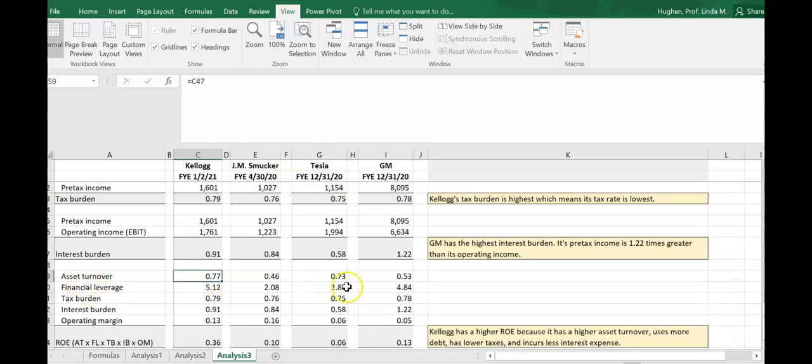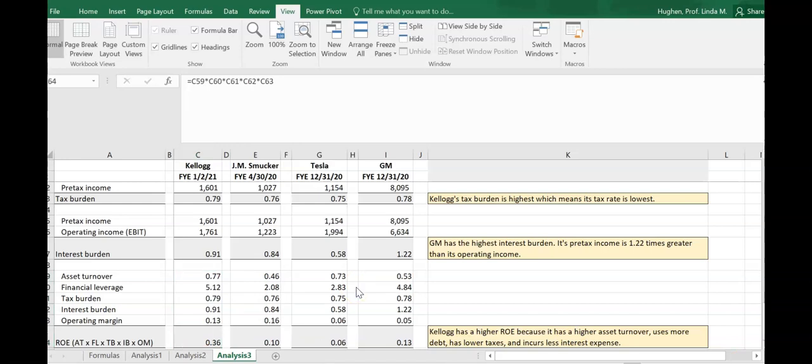We see that asset turnover is the highest for Kellogg. It's making use of its liabilities to earn returns. It has the lowest tax rate. It doesn't have the highest interest burden, GM does, but it still has a rather high interest burden. And so even though it has the second highest operating margin, it was able to use those other components to earn the highest return on equity.